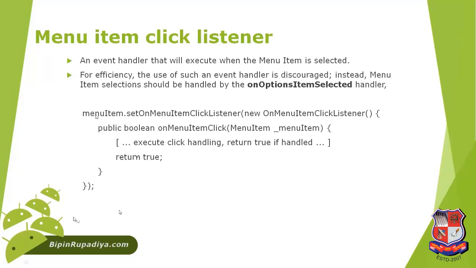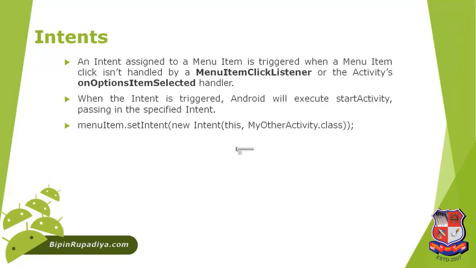So what is the thing? On a menuItem object, you can call setOnMenuItemClickListener. This is the anonymous reference of this interface, OnMenuItemClickListener. It is just like the button click listener. Whenever any sub item is clicked, this onMenuItemClick method will be called. So here you can write anything you want to do when any particular menu item is clicked. That is how you can set a listener for when a particular menu item is clicked.